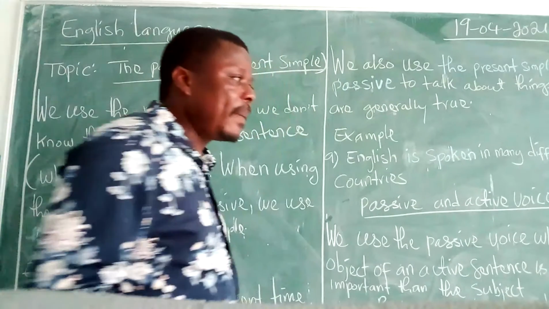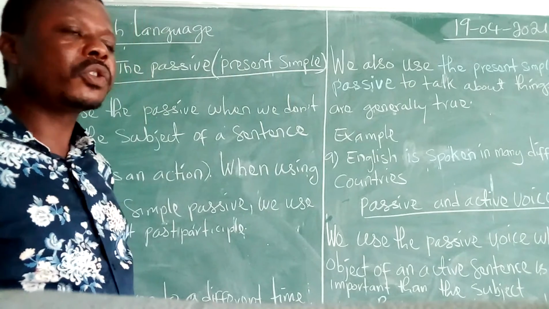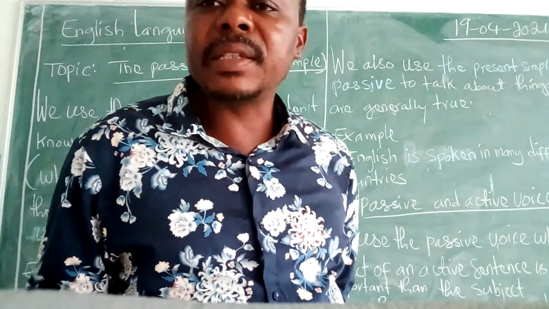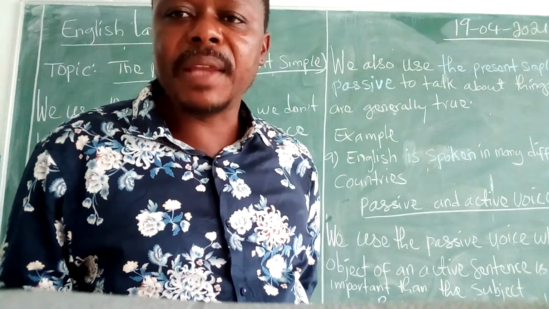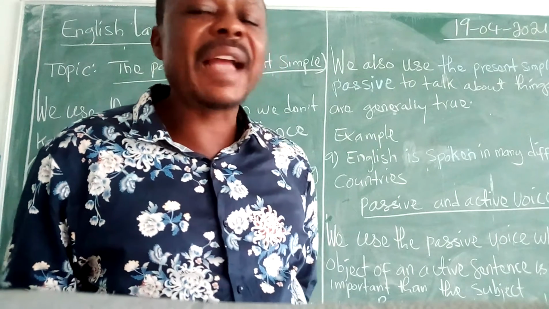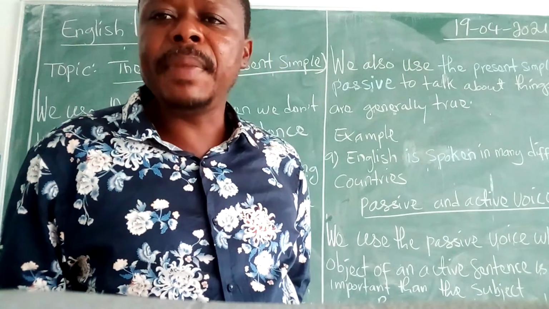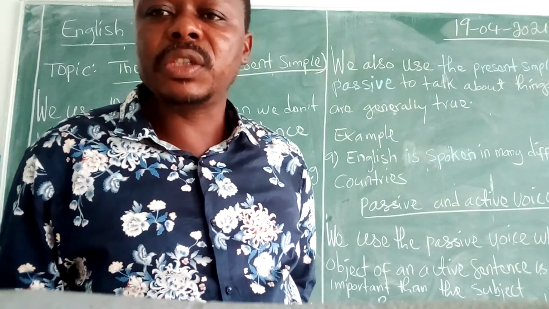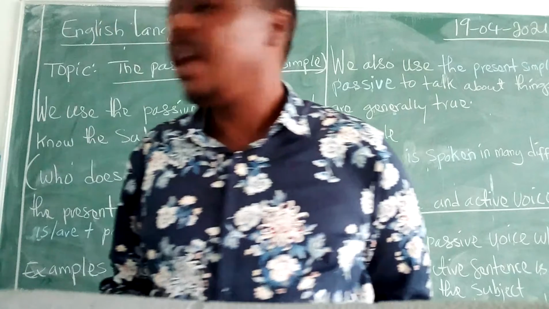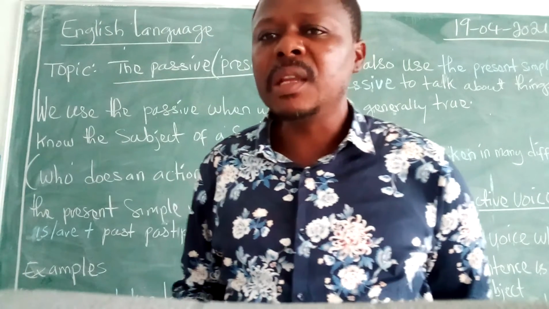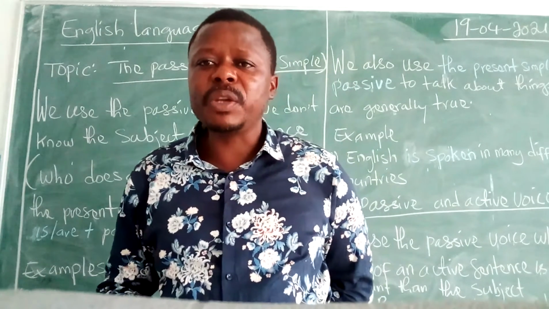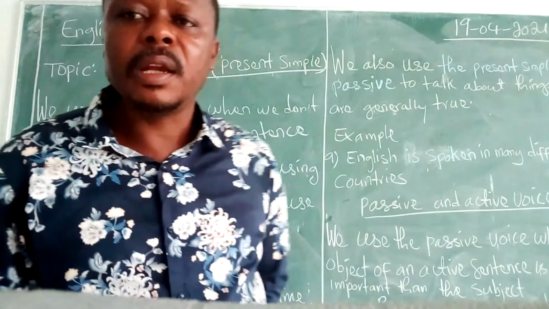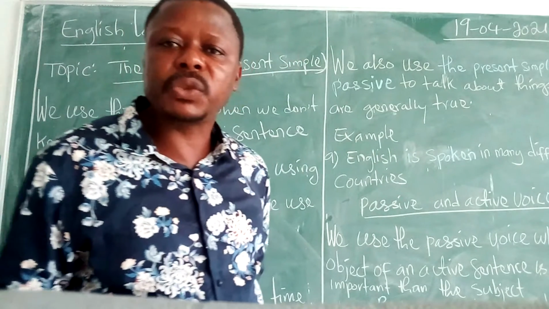Okay, if I say Susan painted the picture. This is an active sentence because it begins with the subject, which is Susan, and ends with the picture, which is an object. But if we want to give more meaning to the object than the subject, we are now going to say the picture was painted by Susan.